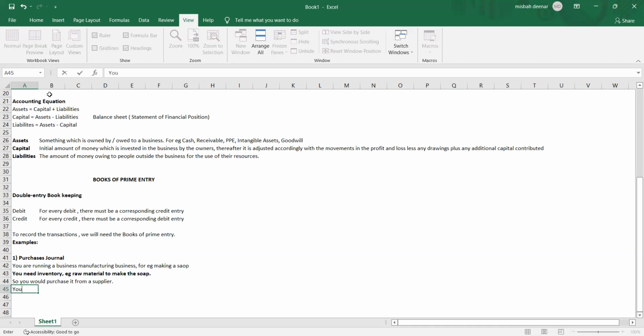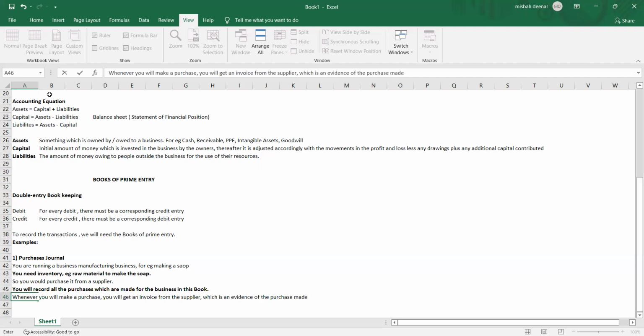So you will record all the purchases which are made for the business in this book. Whenever you make a purchase, you will get an invoice from the supplier, which is evidence of the purchase made.